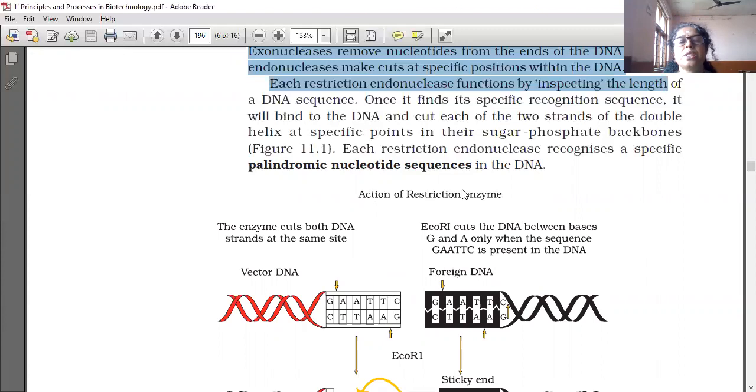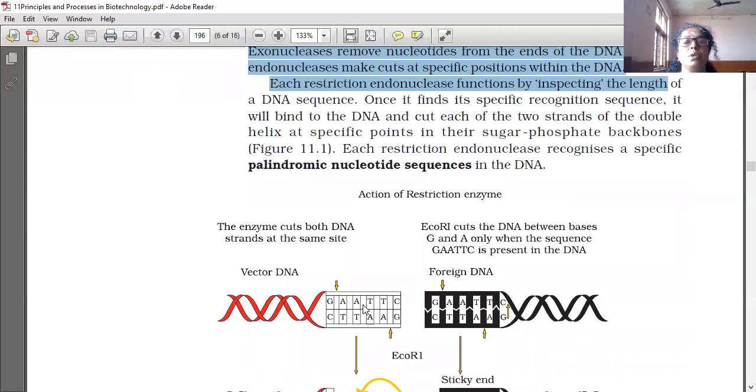So the action of restriction enzyme is shown here. Restriction enzymes are the enzymes which are used to cut DNA at a particular position. Vector DNA is also there. Two DNAs are combined in this technology. Recombinant DNA technology means the DNA of two organisms are combined.